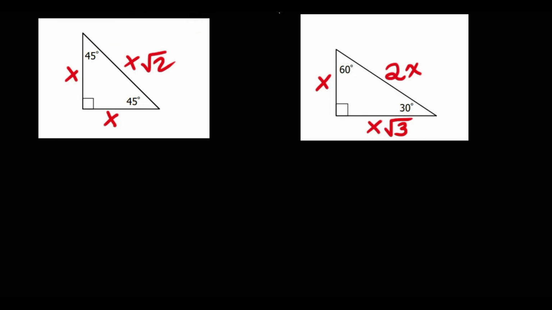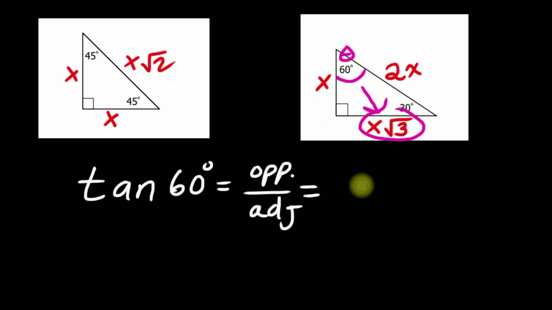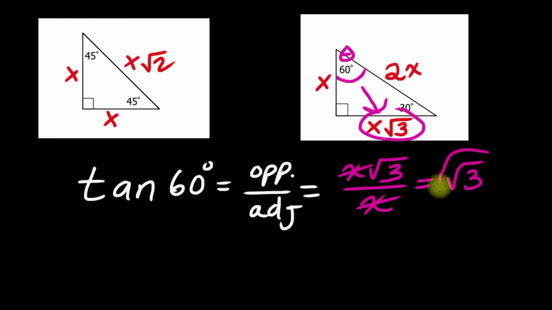And the last one here is going to be tangent of 60 degree. Again, tangent is opposite over adjacent. So 60 degree is here, so theta is there, so that means this is the opposite side. And then adjacent is the x, so it'll be x square root of 3 all over x. And then you take out the x. You're left with square root of 3 over 1, which is going to be square root of 3. So tangent of 60 degree is square root of 3.